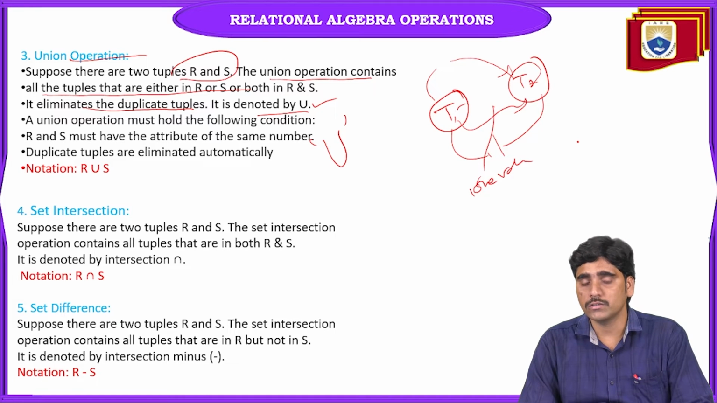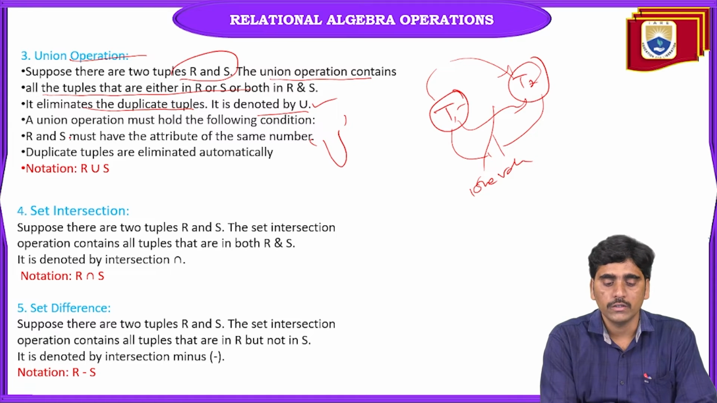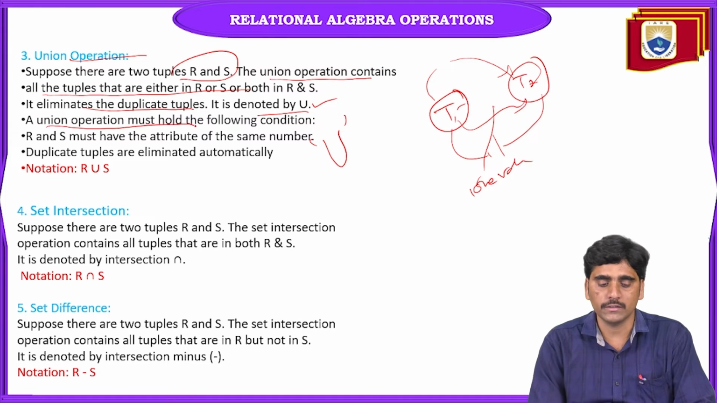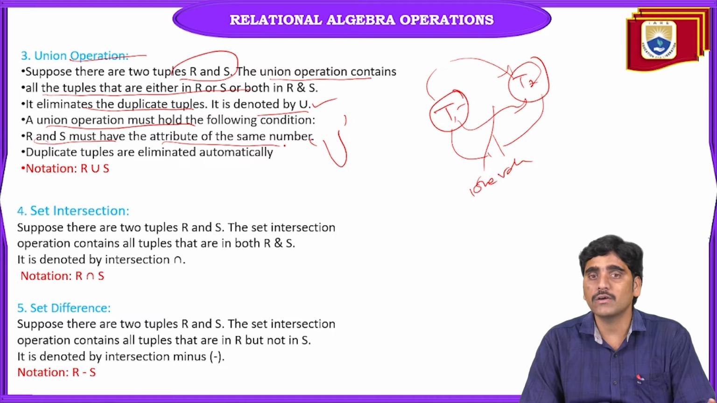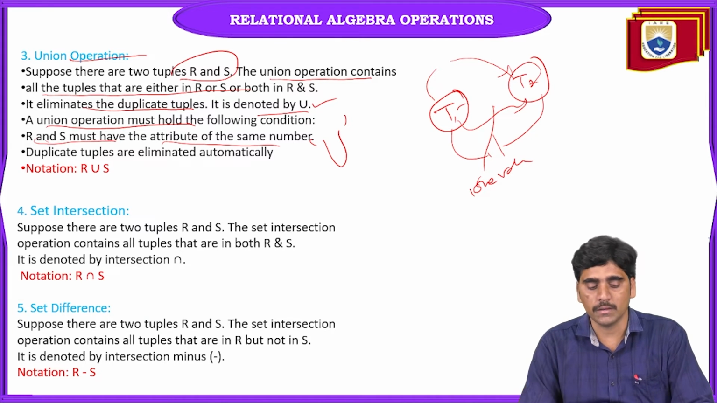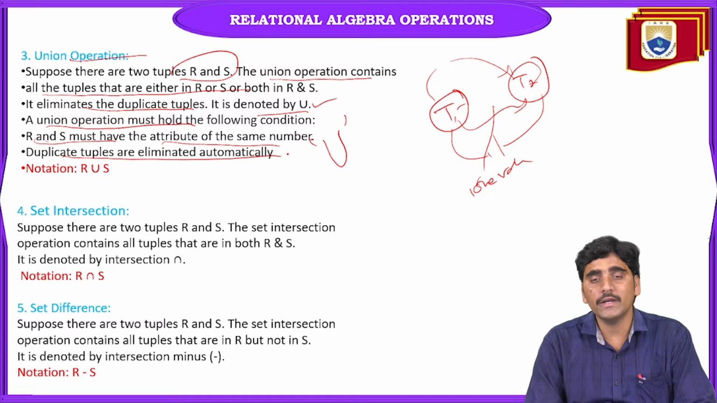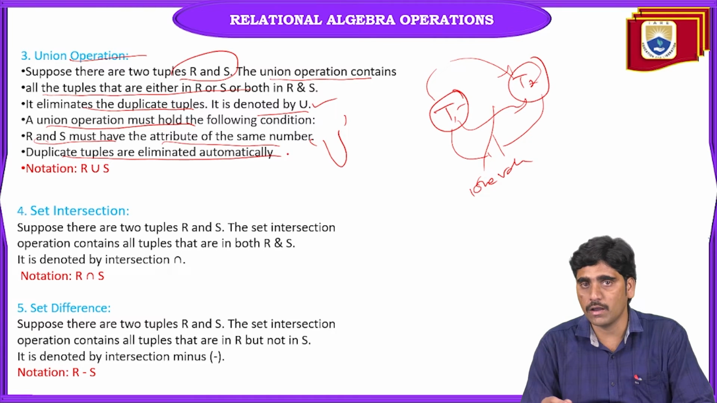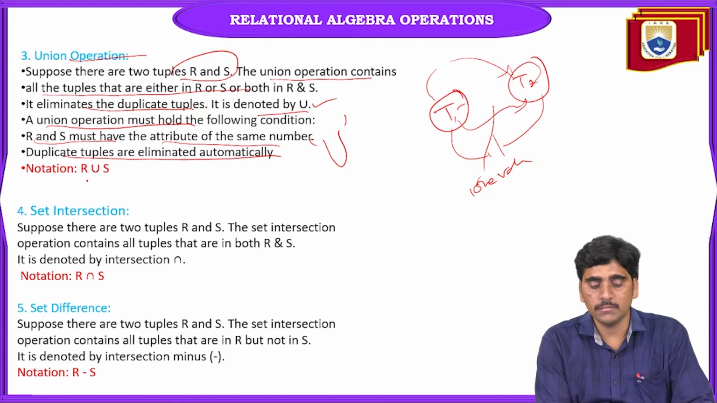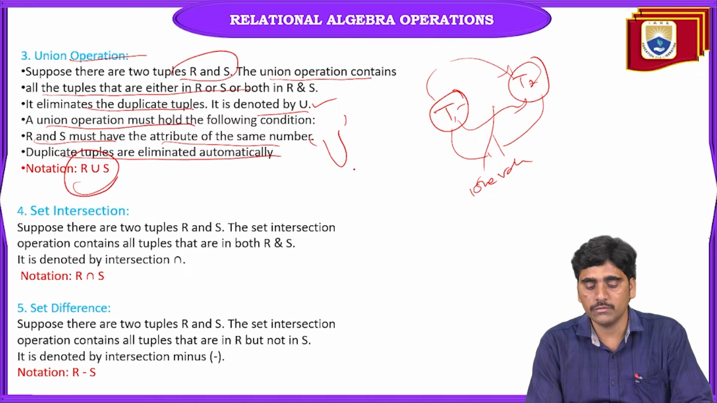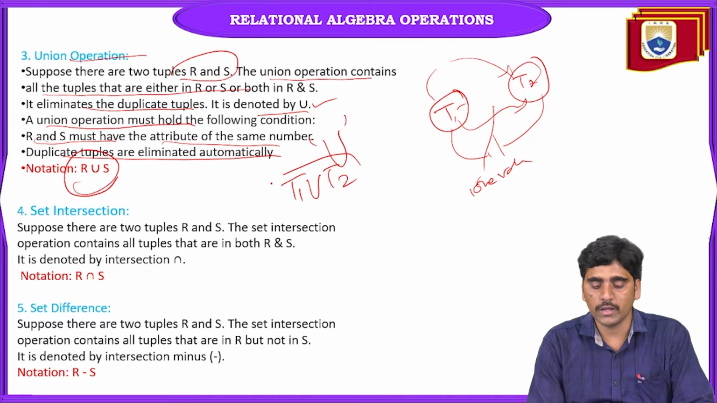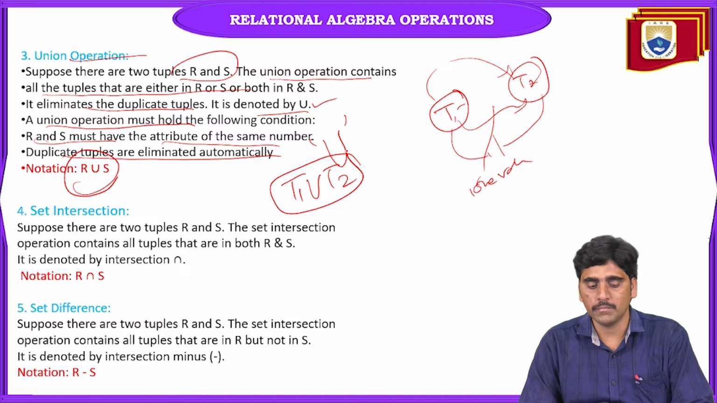Means that it does not allow duplicate values. So the union operation must hold the following conditions. R and S must have the same number of attributes, so that means the columns of the two tables must be the same. Duplicate tuples are eliminated automatically. If you have any duplicate tuples in the two tables, they will be eliminated automatically. And the symbol is R union S, or T1 union T2. So that is the way you can mention it.